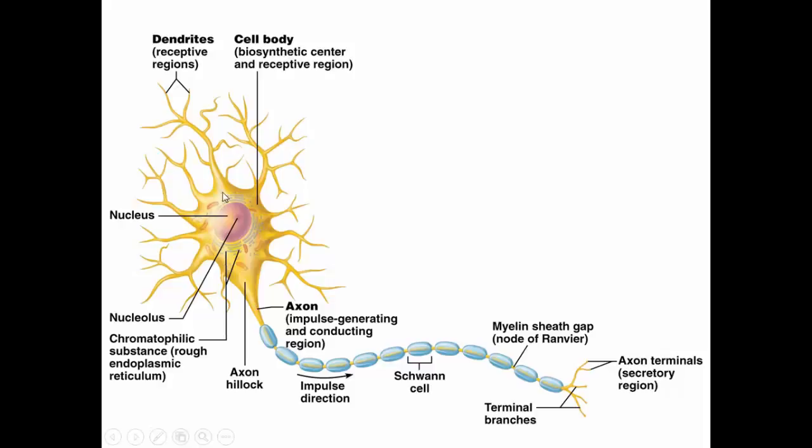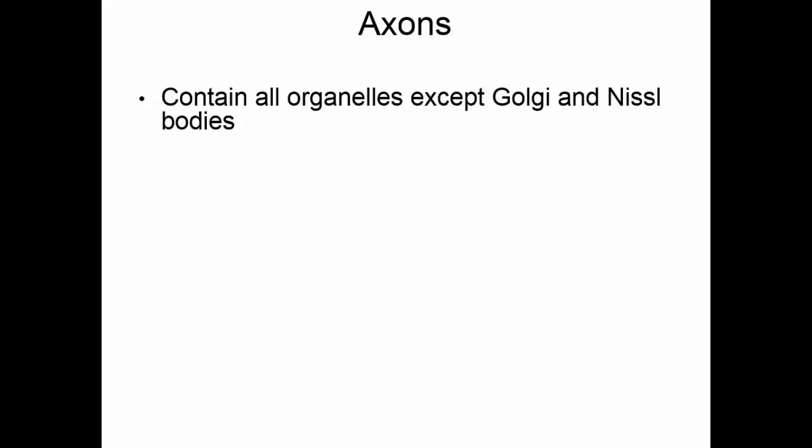So as we look at a neuron, we see the cell body with the cytoplasm, the organelles, the large nucleus, and numerous short, highly branched dendrites that receive impulses. Here is the axon hillock and the very long axon that will branch at the end to the axon terminals. The axons will contain all of the organelles except the Golgi and the Nissl bodies. This means that the axons cannot manufacture or package proteins.